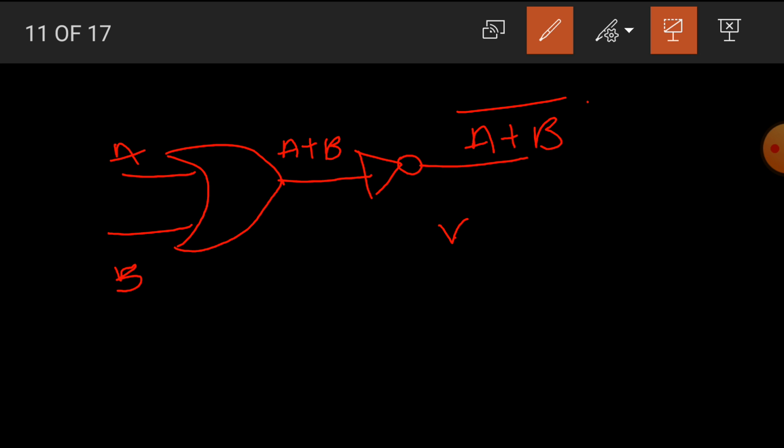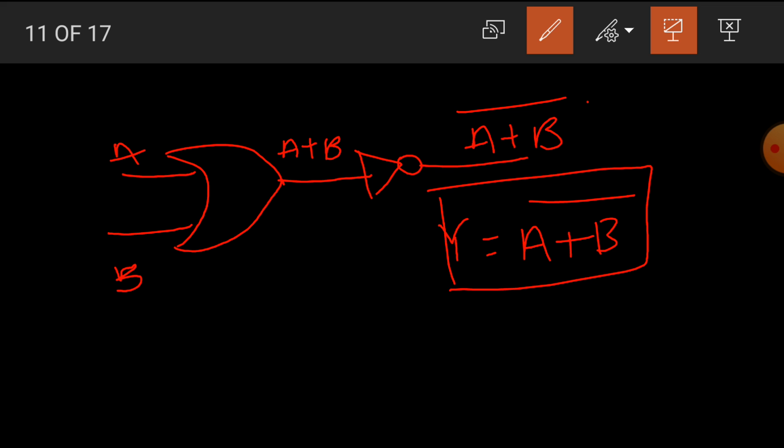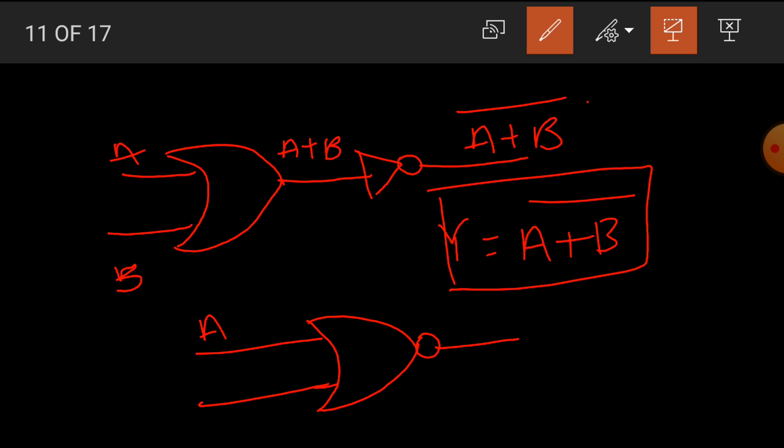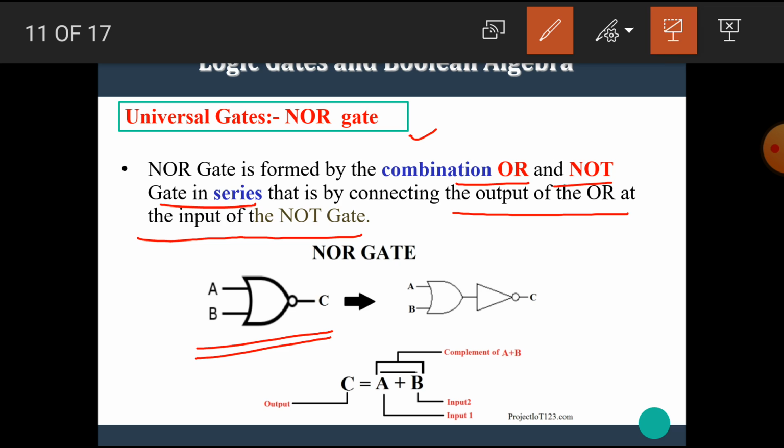This is the Boolean equation of the NOR gate. That means (A+B) bar is the Boolean equation of the NOR gate, and its simplified symbol is this: this is the OR gate, and place a bubble here, then it becomes a NOR gate, A plus B, and its output is (A+B) bar. I hope you all understand.